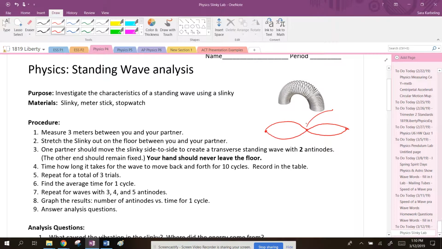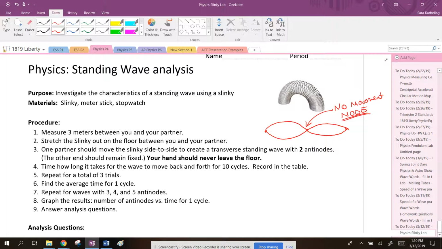So the node, these are supposed to be even and nice. Mine is not very nice today, but you get the idea. The node is the place of no movement. A node is a place on a standing wave where it is as if the medium is sitting still. It's not going anywhere. And then there are places where the slinky or the wire or the string is moving really, really fast, but it's almost as if it's not moving. It's just not moving up here and down here, right?